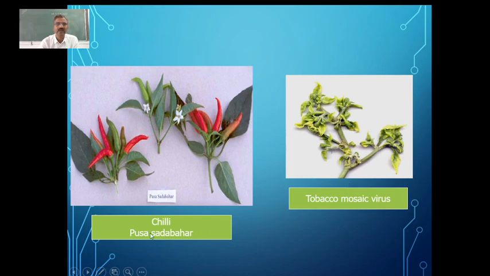Now we have a variety called Pusa Sadabahar, which is developed by IARI, which is resistant against this disease. You can see the leaf structure of the disease resistant variety Pusa Sadabahar, and also the variety which is not resistant here. So quite naturally it affects the yield of the crop plant here.